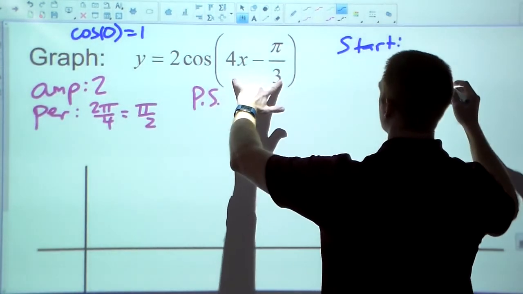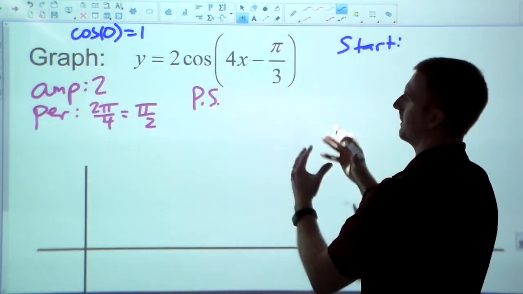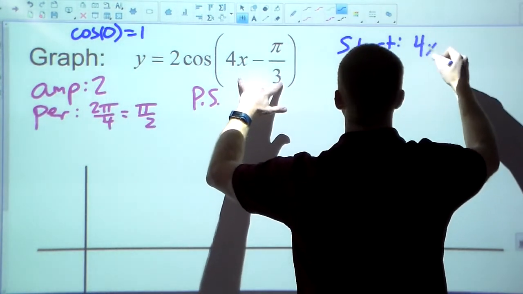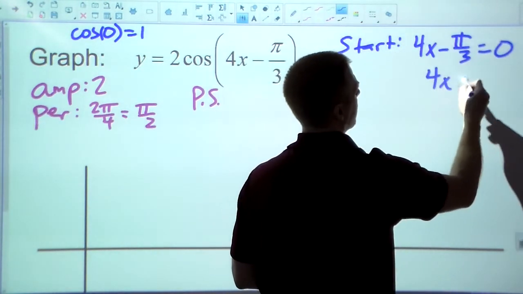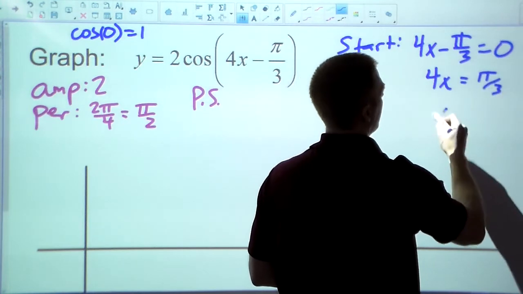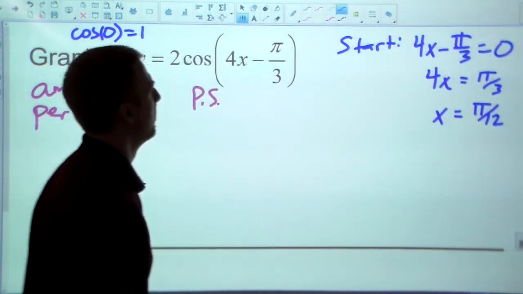So I'm going to do the same approach. I want to know when this stuff would equal 0, how would x need to change? So 4x minus pi over 3 equals 0. So 4x is going to equal pi over 3. X is going to equal pi over 12. So another pi over 12 example.